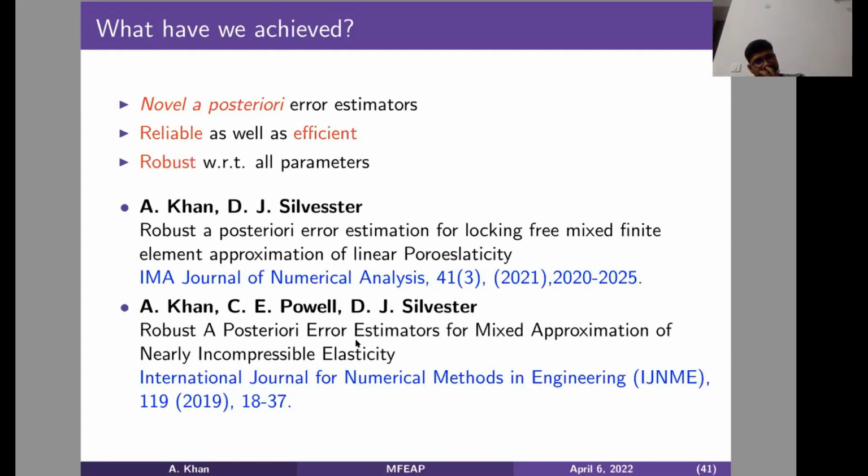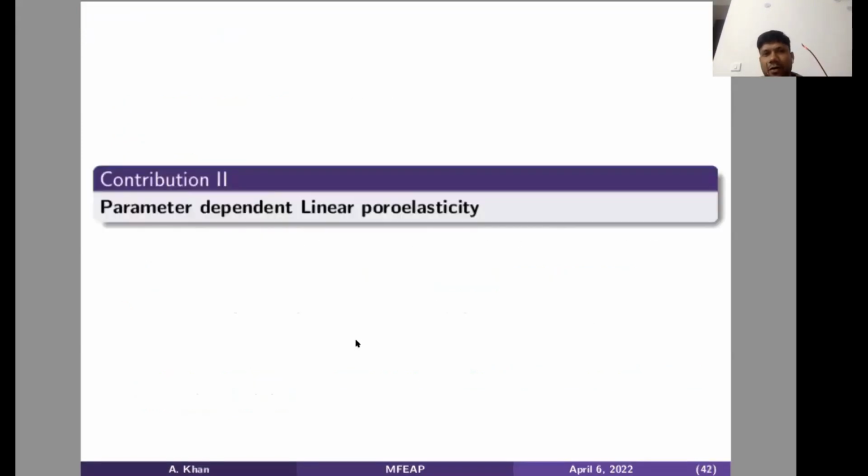So the next question: as we know, in general, whatever we are talking about with these parameters, it is possible that the information we are using is not correct. Some noise or some uncertainty will be there. It is good to see what happens if we solve some PDE with uncertain inputs. So we'll move to the second contribution, parameter dependent linear poroelasticity.